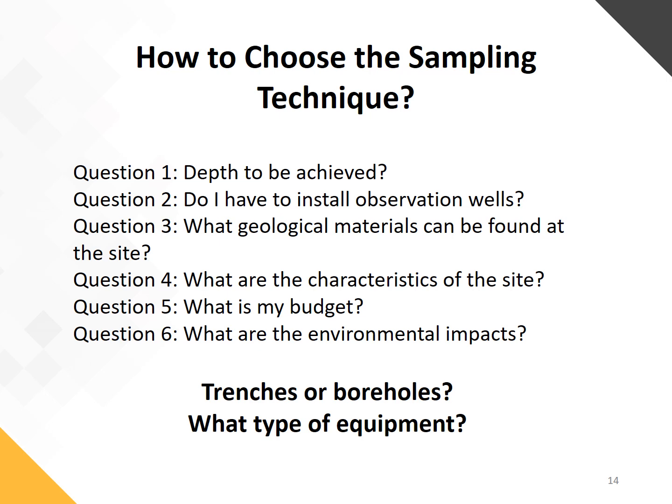What is also your budget? Sometimes maybe one of the machinery can be cheaper for you because you already have one in the community, or you go for the cheapest one if you need. And then what are the different environmental impacts that the different machinery could have on your site? So you need to consider all these different questions, and then you can make the right decision about what is the sampling technique you should use.